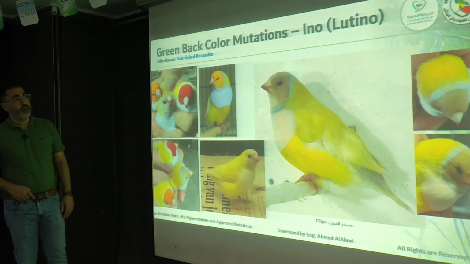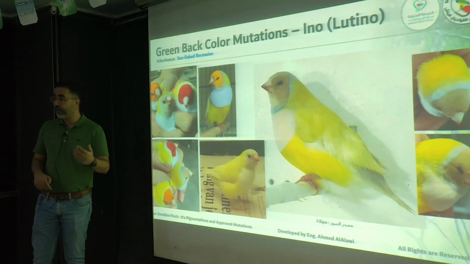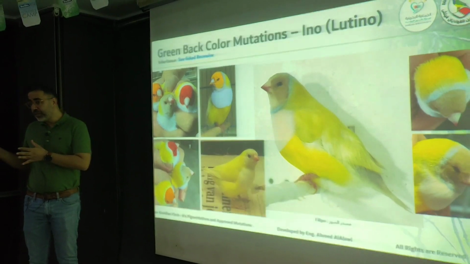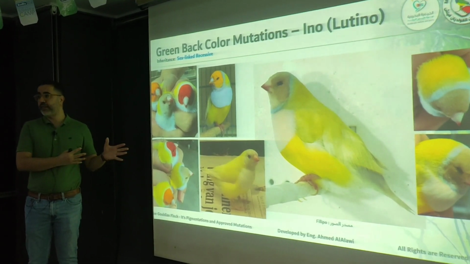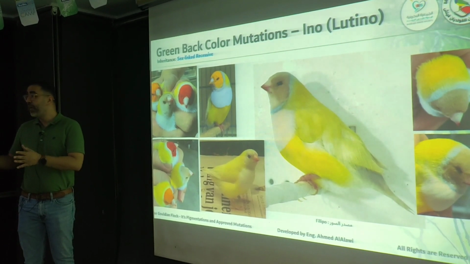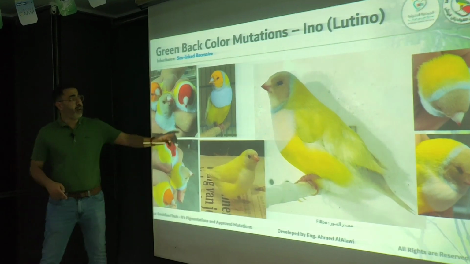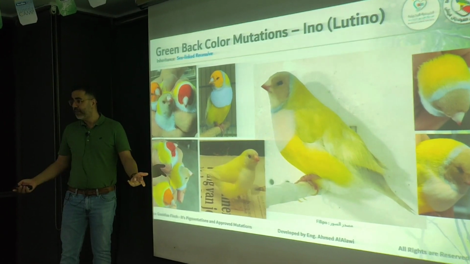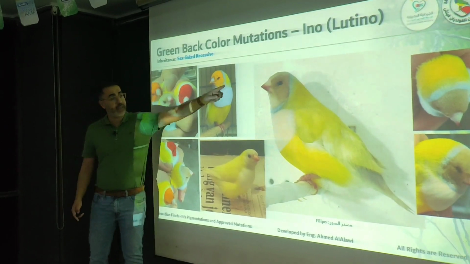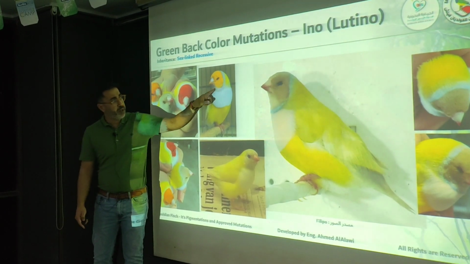Then we have Eno green, or green Eno, which is lutein. It basically diminishes the eumelanin, but it cannot harm the lipochromes. So if I have red, it stays red. If I have orange, it stays orange. What happens to the black? It should go. But why do I not see perfect white here?